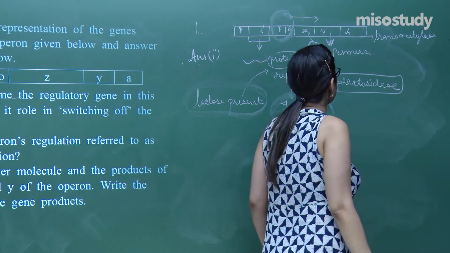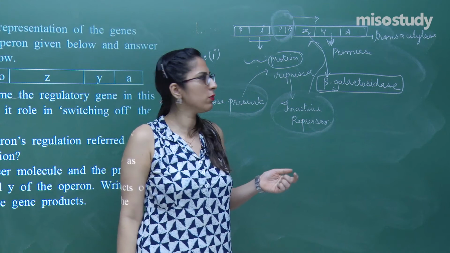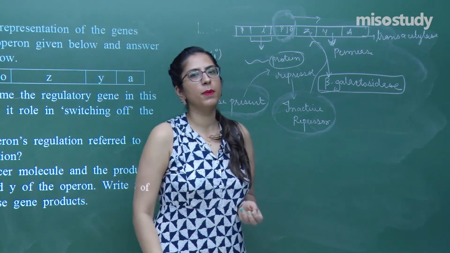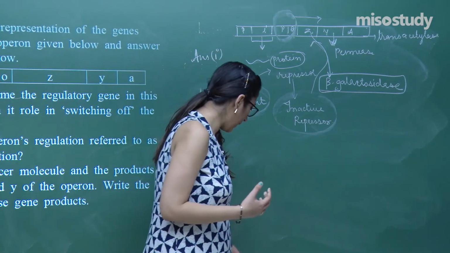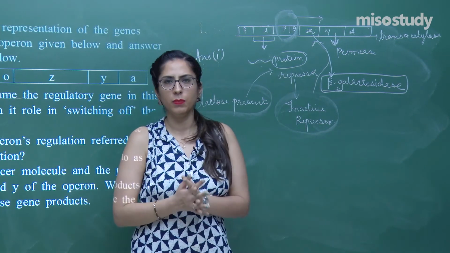Beta galactosidase helps in breaking down lactose into glucose and galactose. Permease allows the permeability of the cell towards lactose, so that they can utilize the lactose which is present in the medium.